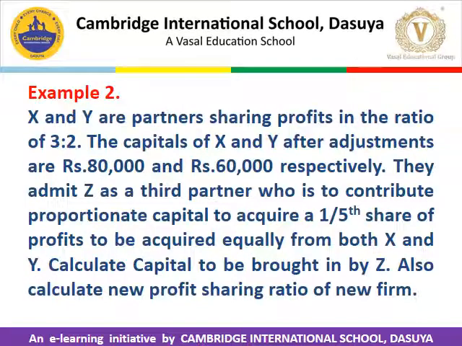For example, X and Y are partners sharing profits in the ratio of 3:2. The capitals of X and Y after adjustments are 80,000 and 60,000 respectively. They admit Z as a third partner who is to contribute the proportionate capital to acquire a 1 by 5th share of profits, to be acquired equally from both X and Y. Calculate capital to be brought in by Z. Also calculate the new profit sharing ratio of the new firm.